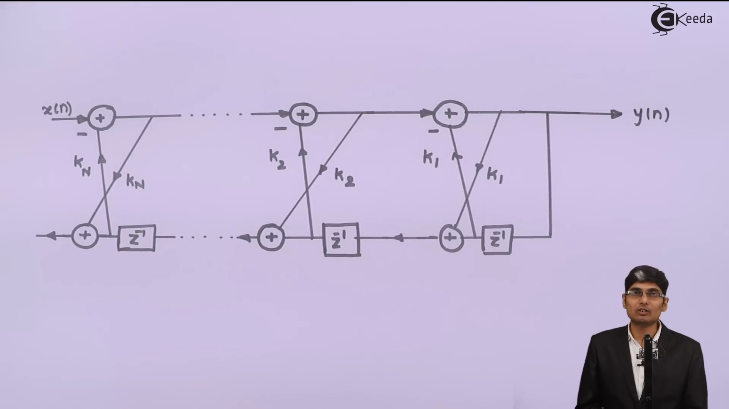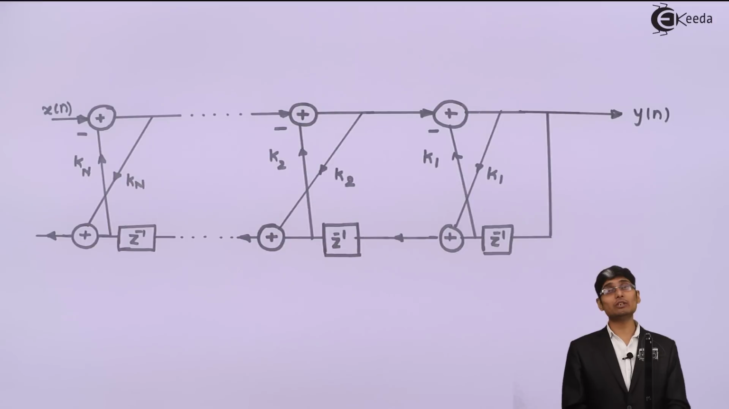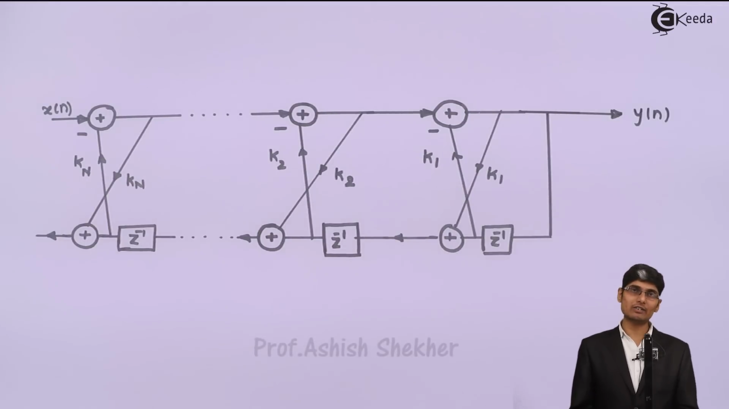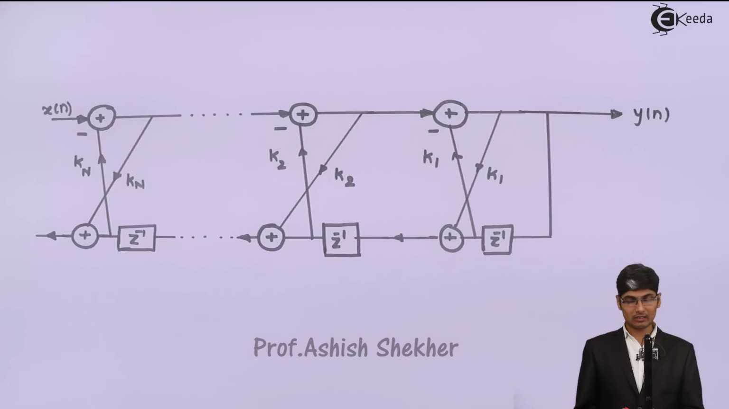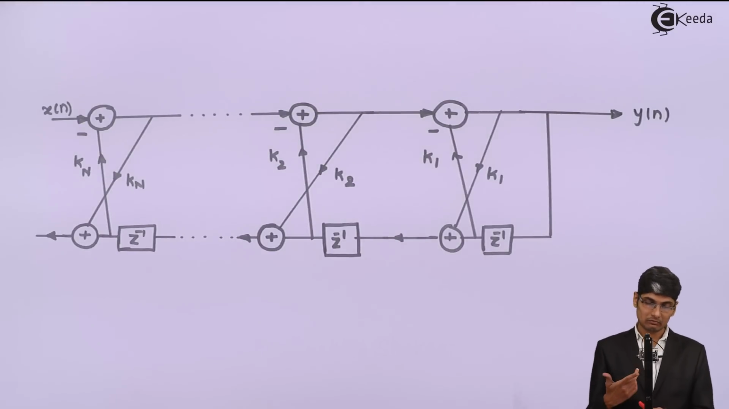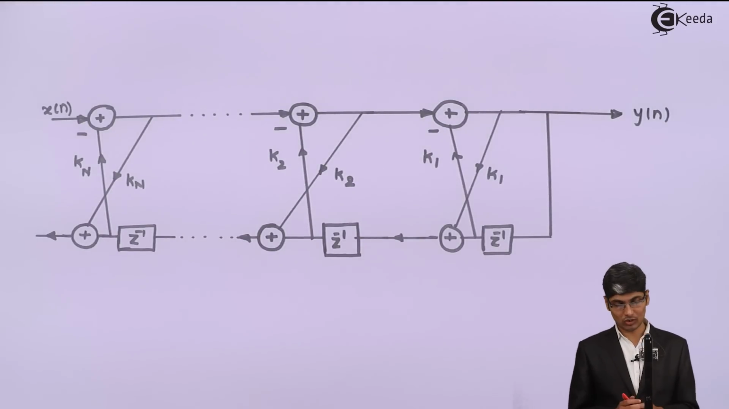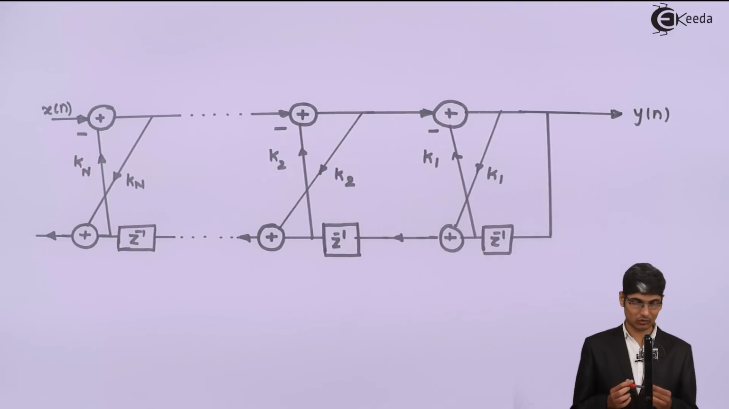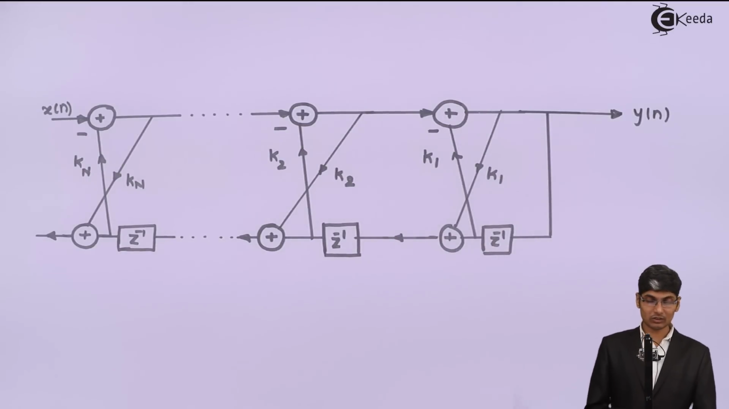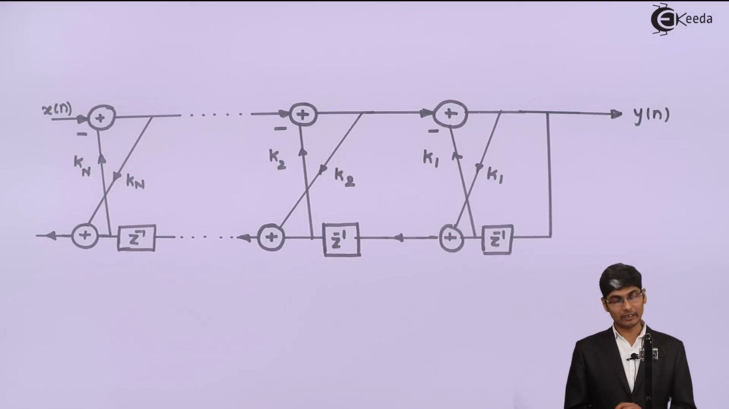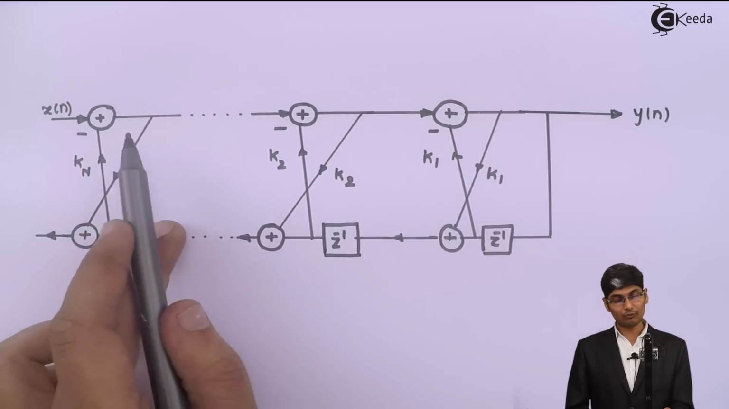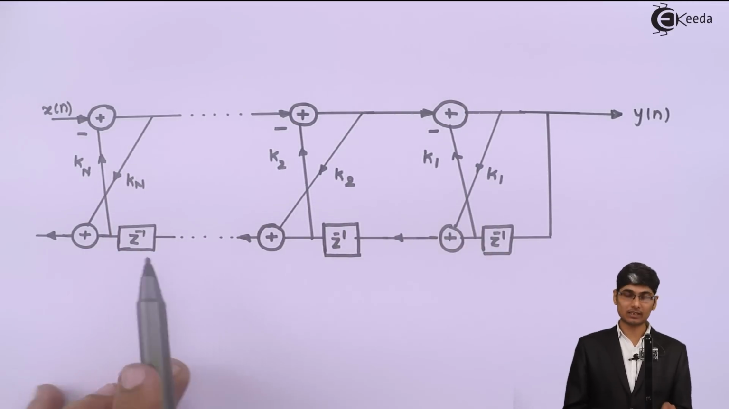Hi friends, today we are going to see how to implement a lattice realization for an IIR structure. First, let us recall what a lattice structure is all about. A lattice structure in an IIR structure contains two parts: one is the forward path and the other is the reverse path.